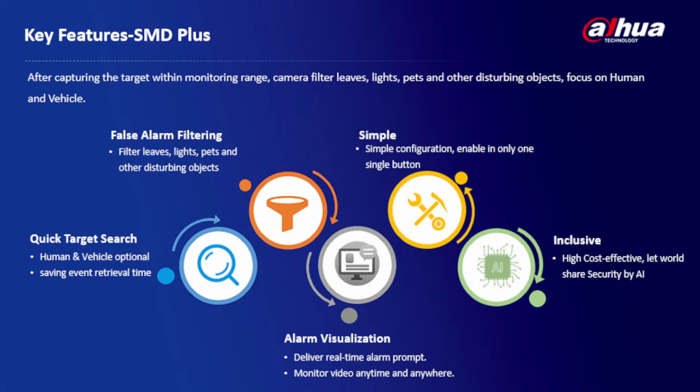Then false alarm filtering: definitely we can do the filtration, so leaves, lights, pets and other disturbing objects will be filtered out from the scene. So there will not be any detection because of these unnecessary objects. Then alarm visualization: it will give you real-time alerts, and you can monitor a video anytime and anywhere, like over the internet also. It is very easy to configure, which we will see, and it is very cost effective also, the overall solution we can say.